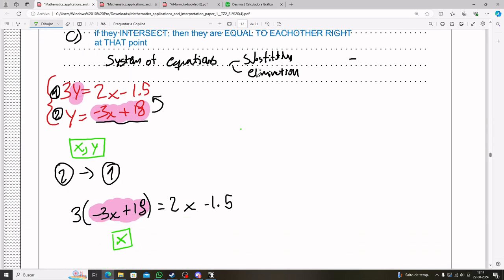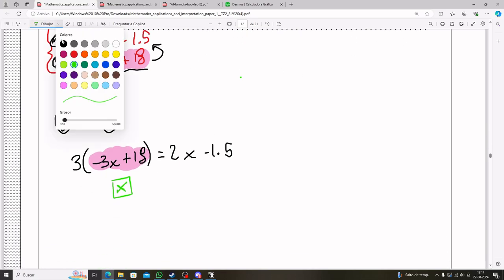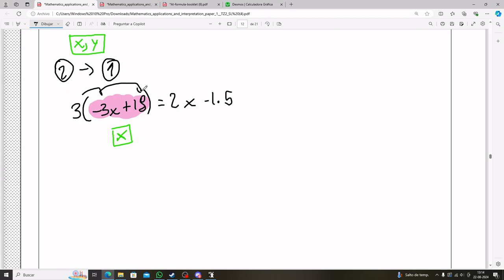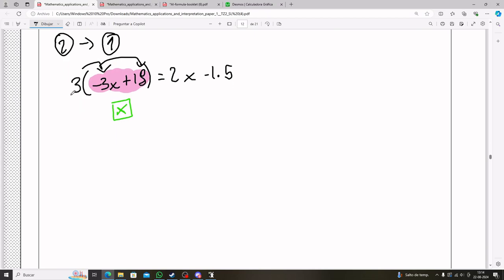Through substitution and through elimination, you go eliminating variables. In this case, I eliminated y, and I used substitution. See? So, enough blah blah, let's get into it. From here, you can go ahead and distribute, ¿cierto? So you can do 3 times negative 3 gives you negative 9x, plus 18 times 3 should be 54, equals 2x minus 1.5.